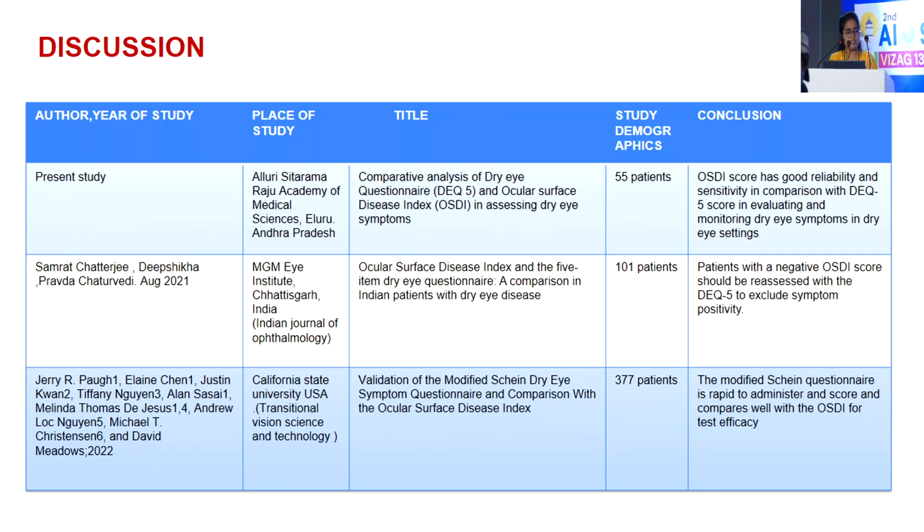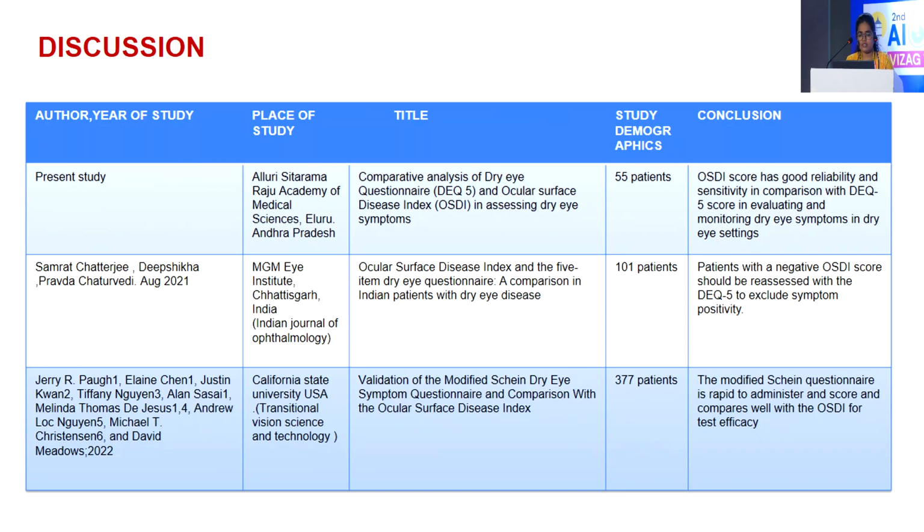Discussion: Samrat et al. published a journal in Indian Journal of Ophthalmology and concluded that patients with negative OSDI score should also be reassessed with DEQ5 to exclude symptom positivity. And Zerri et al. published a journal in Translational Vision Science and Technology and concluded that the modified Schein questionnaire is rapid to administer and score and compares well with the OSDI for test efficacy.